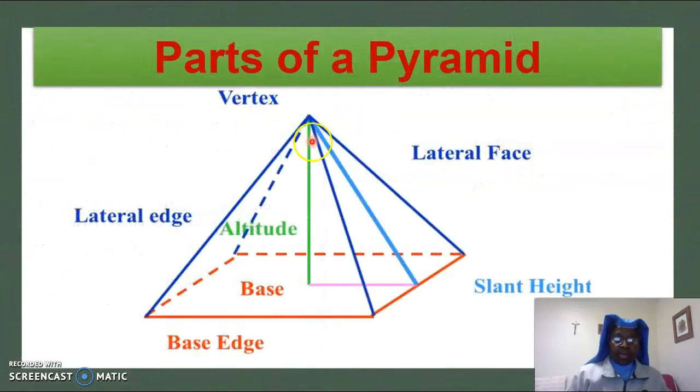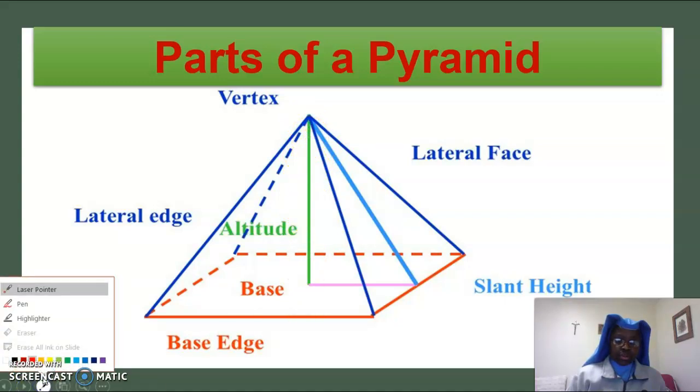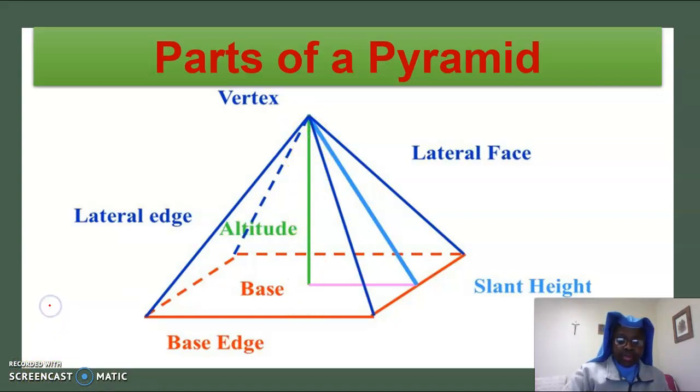So we need to know different parts of a pyramid. I think we've done this before. So the vertex, or apex, some people call it apex. Then the lateral edge and the lateral face. The base, which is at the bottom, and the altitude, which is the height of the pyramid. The altitude is perpendicular to the base.